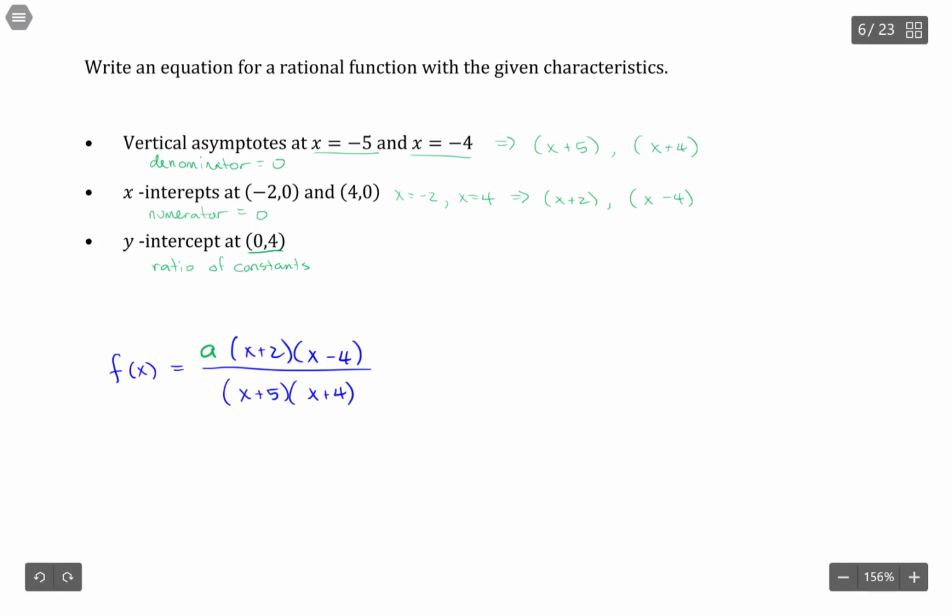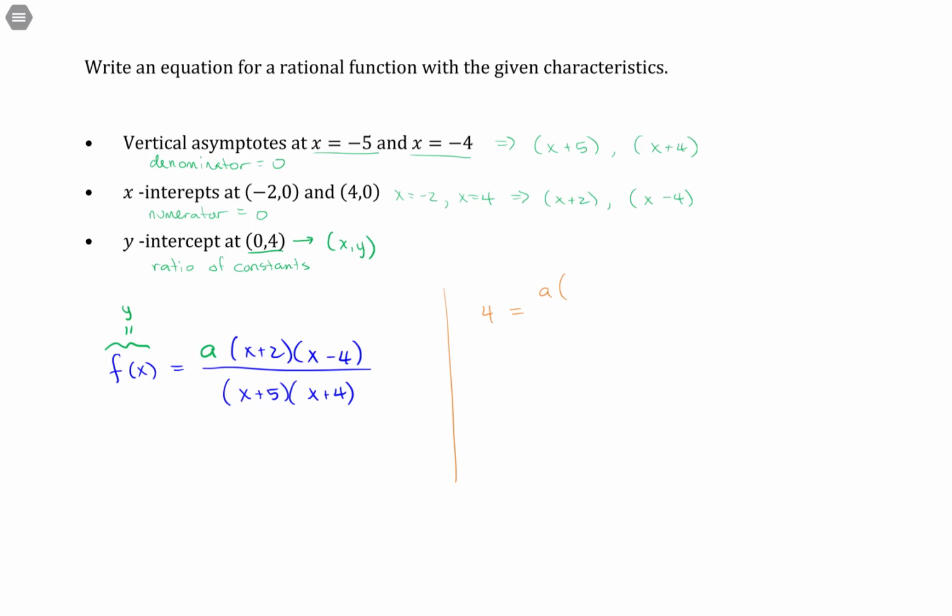And using this coordinate pair, solve for it, because this coordinate pair is an xy value, and I can plug that xy value into the function that I have so far. Just remembering that f of x is, of course, equal to y. So when I plug in, the y value is 4, so 4 equals a times, I have an x value of 0, so this is just going to be 0 plus 2, which is 2, 0 minus 4. And then 0 plus 5, so that's 5. 0 plus 4 is 4.